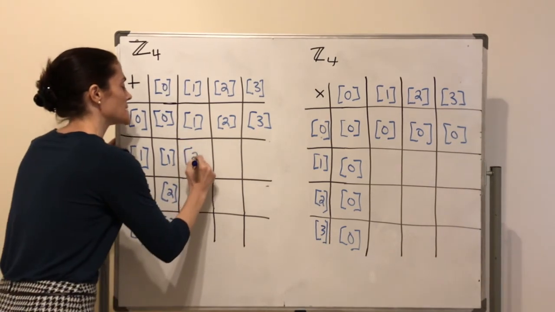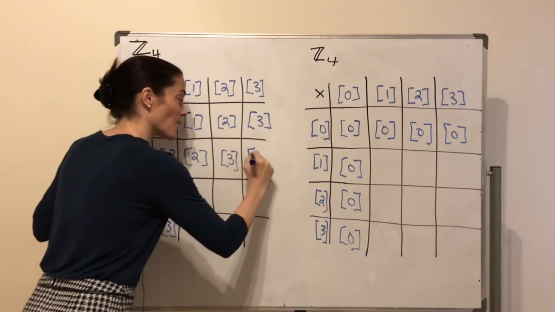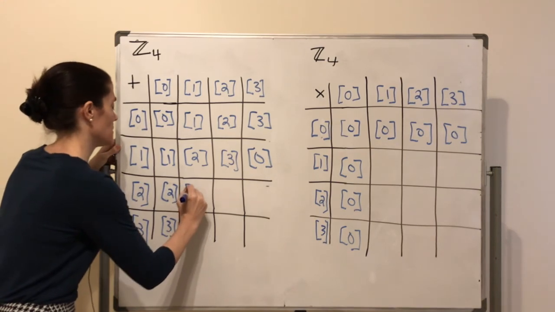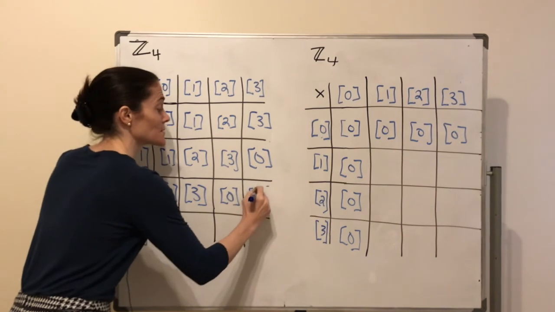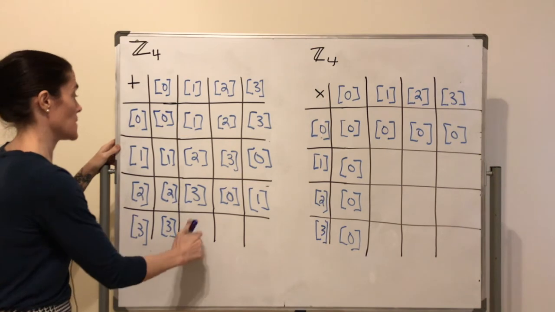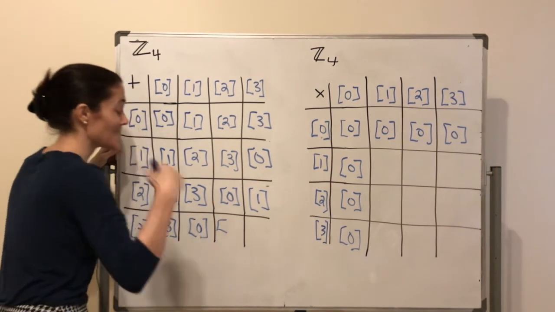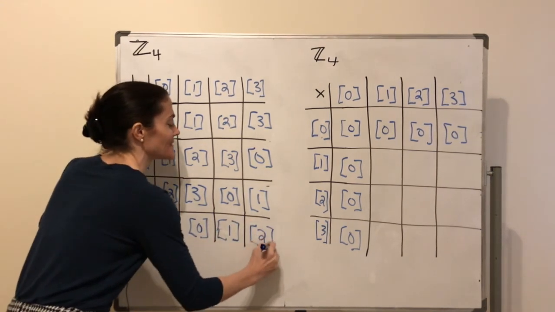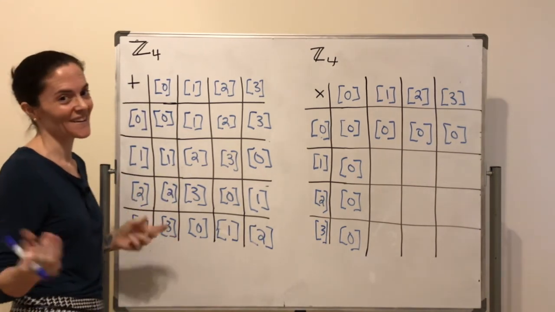Now, 1 plus 1 is 2. 1 plus 2 is 3. 1 plus 3 is 4, which is 0. And now we have 2 plus 1. 2 plus 2 is 4, which is 0. 2 plus 3 is 5, which is 1, mod 4. And now we're on this one. 3 plus 1 is 4, which is 0. 3 plus 2 is 5, which is 1. And 3 plus 3 is 6, which is 2, mod 4. So this is the addition table for Z4.